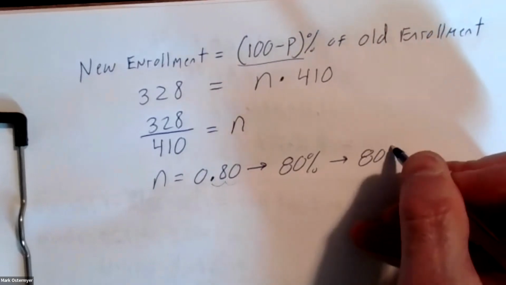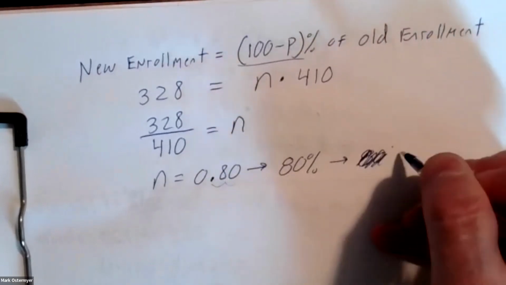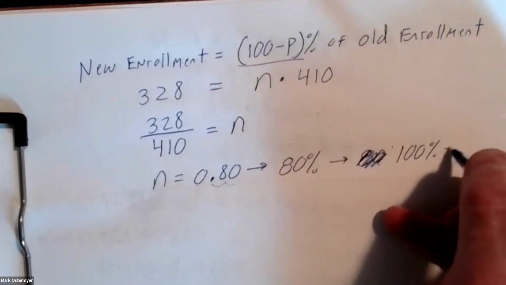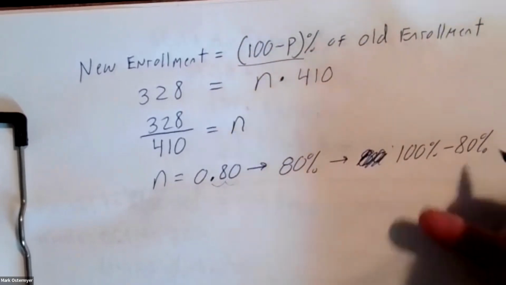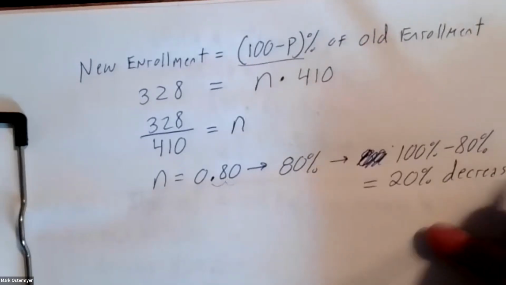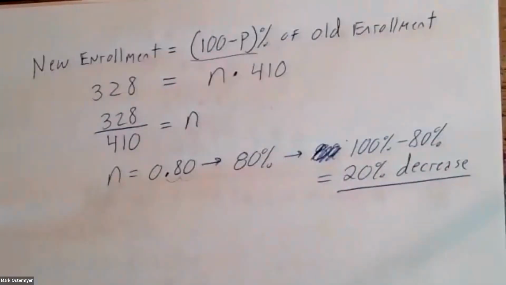So ladies and gentlemen, that represents really what percent decrease? That's 100% minus 80%. That's a 20% decrease, and we're done with that problem. So it's a 20% decrease in enrollment. The enrollment goes from 410 and drops to 328. That represents a 20% decrease in enrollment.